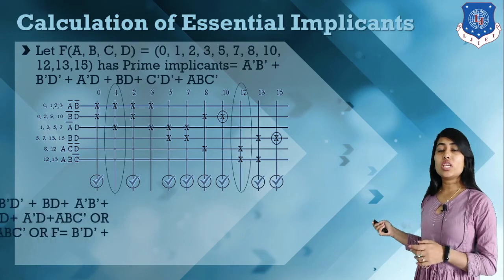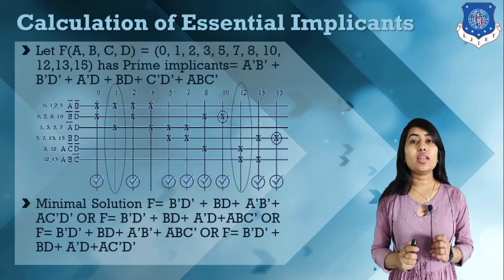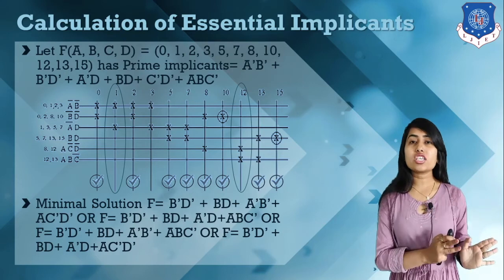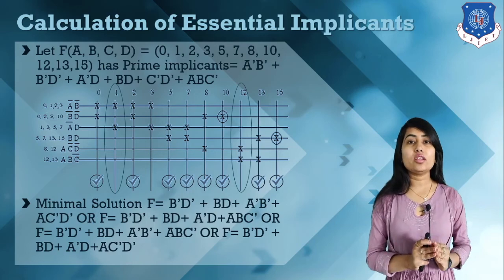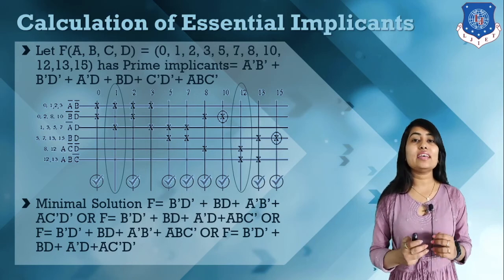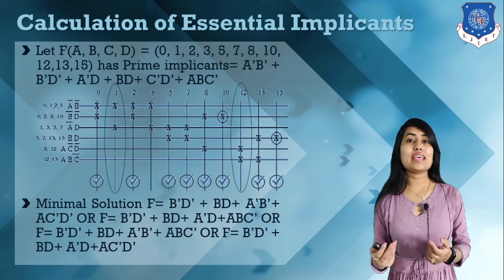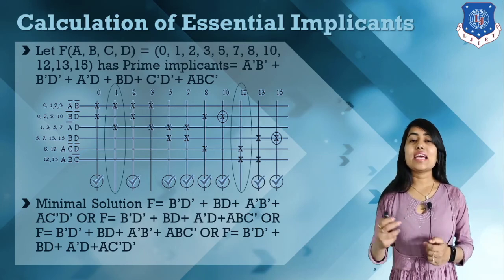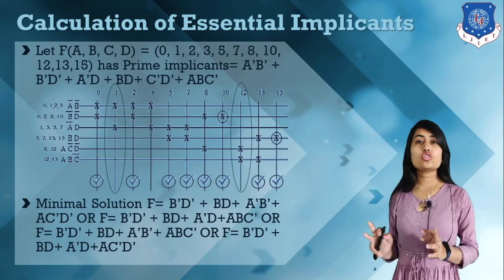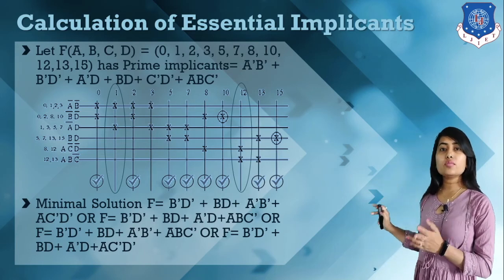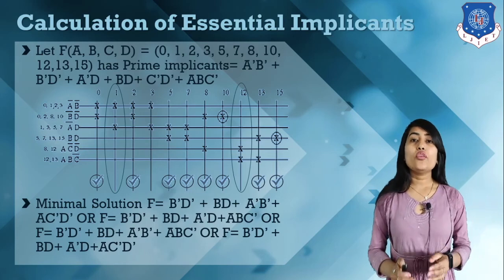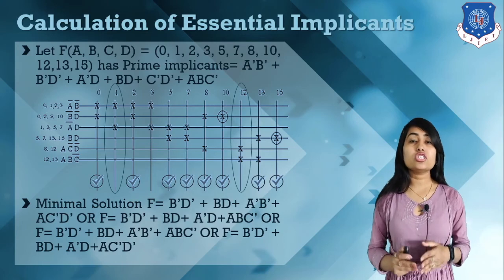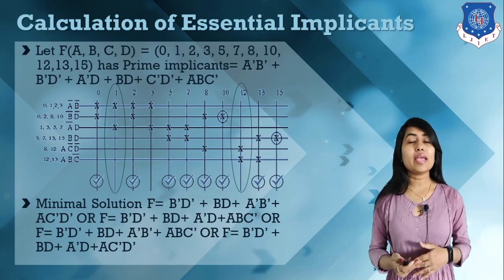So this is how we write our final minimal expression: our essential prime implicants b dash d dash plus bd are always present in the final minimal solution, and we can write either a dash b dash or a dash d, and either a c dash d dash or a b d dash. By considering any of these terms we have 4 possible minimal expressions. So this is how we can simplify our logical functions by calculating prime implicants and essential prime implicants. Thank you.